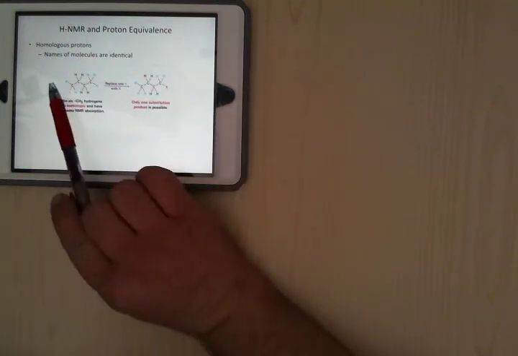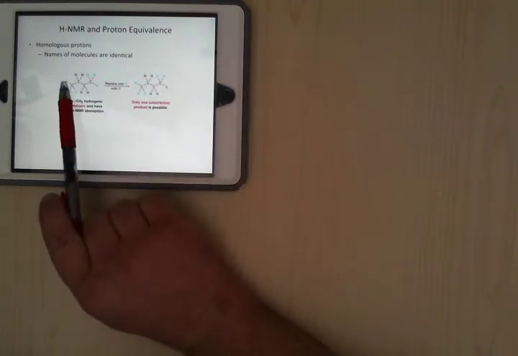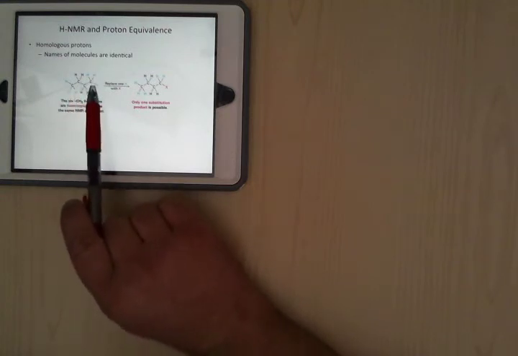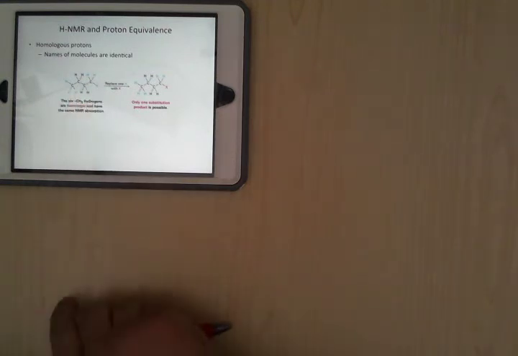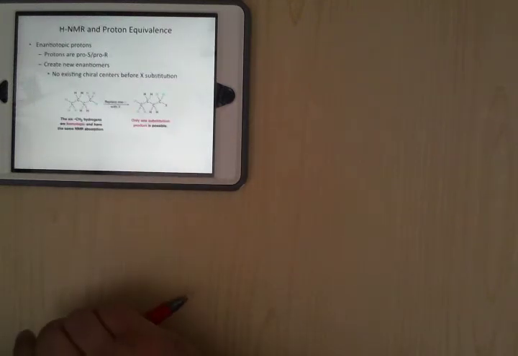1-fluorobutane. If we substitute over here, it'd be 1-fluorobutane. So these are actually equivalent to each other. These hydrogens here on this CH3 and on those CH3 are what are called homologous, because the names of the molecules will be the same. Now you do have to be careful.